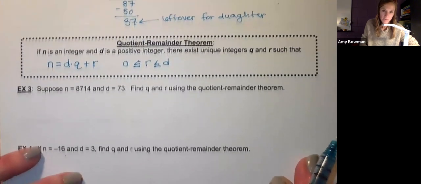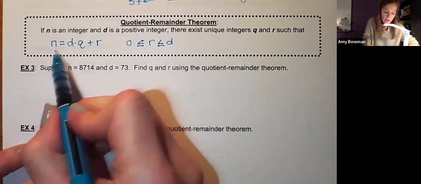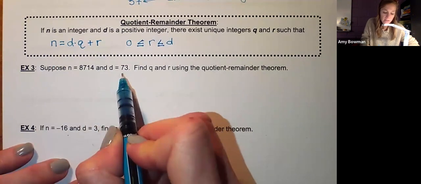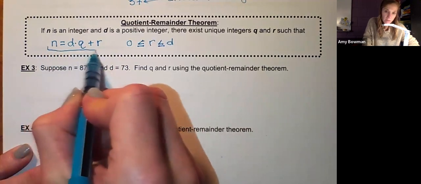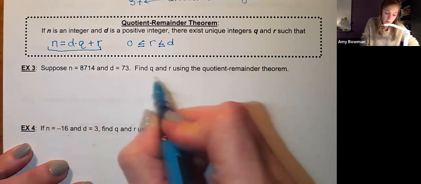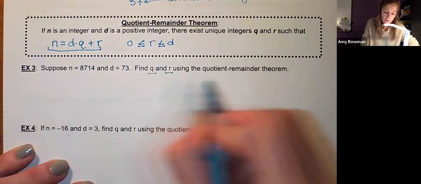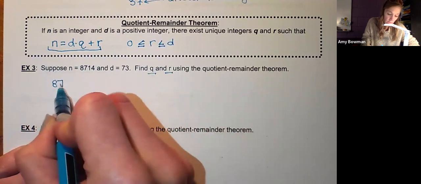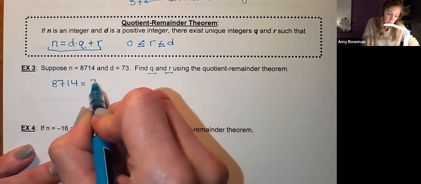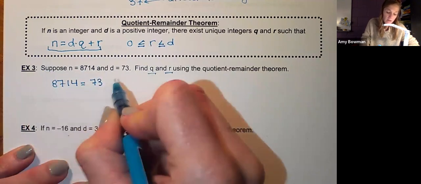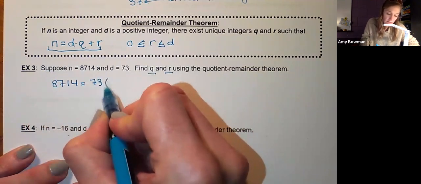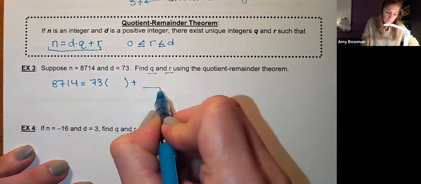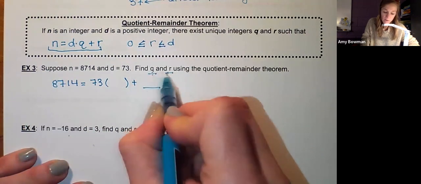So let's apply the quotient-remainder theorem here. So if I'm talking about my number n being 8,714 and the divisor being 73. So I'm going to use this relationship here to start working through this problem. I want to find the quotient and remainder using the quotient-remainder theorem. So n is 8714, and I'm going to divide it by 73. 8714 equals 73 times some quotient plus some remainder. And our job is to find out what that quotient and remainder are.